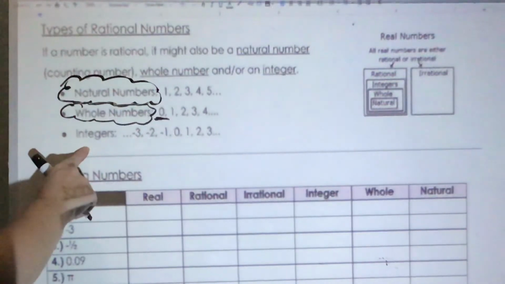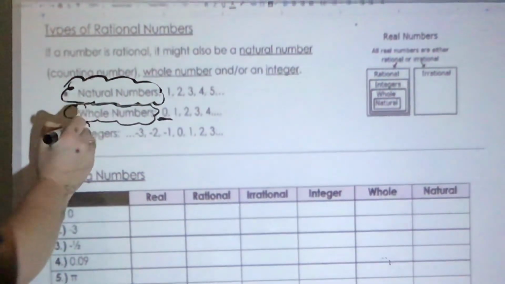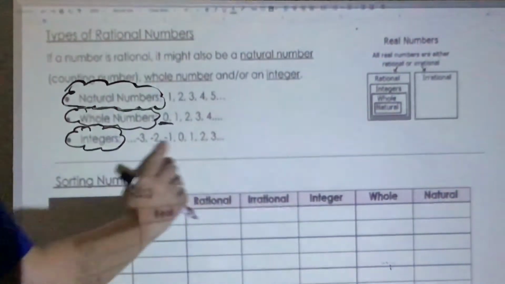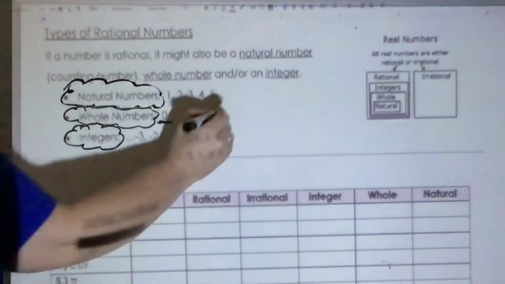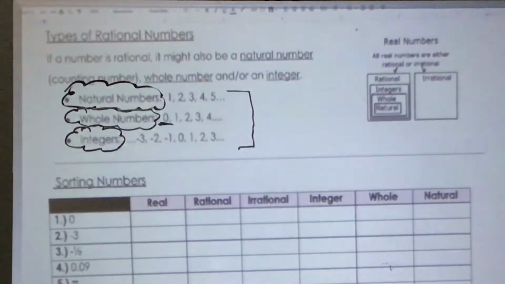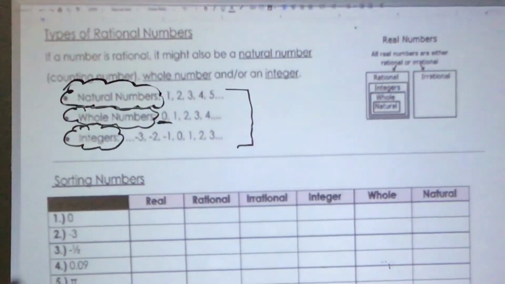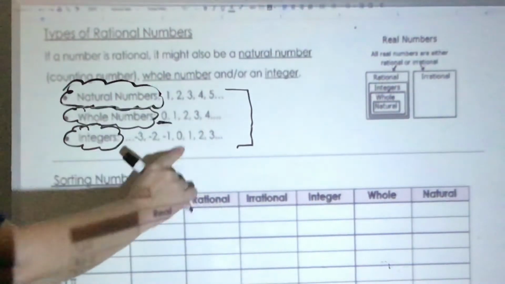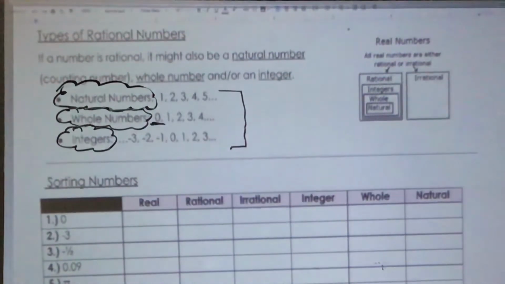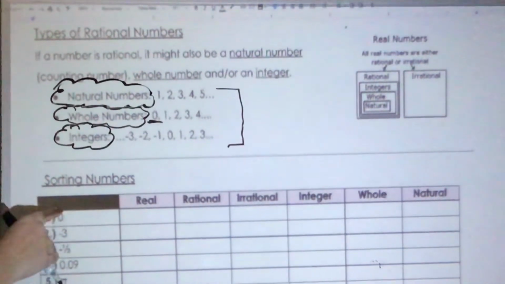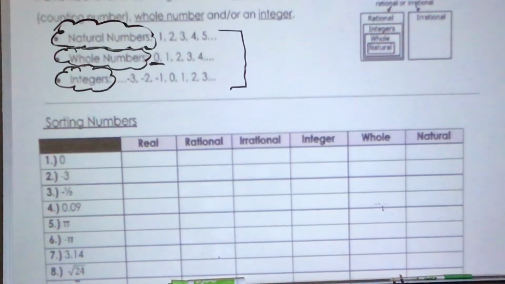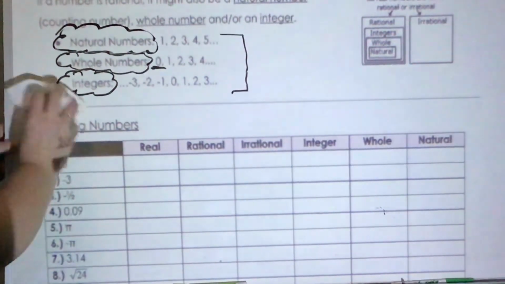And then the other category of rational numbers is integers. Integers are all the whole numbers plus their opposites. So these three types of numbers you like best because they don't involve any fractions or decimals. These are the numbers, when you get these answers, you think that problem works out perfectly because you get a nice number. So now we're going to look at a group of numbers and we're going to see if we can categorize them into all the different groups that they belong.